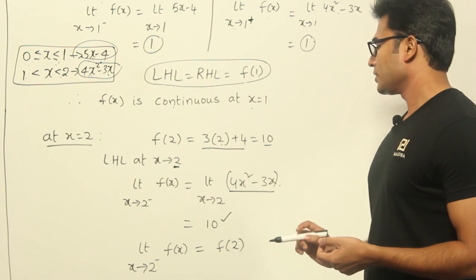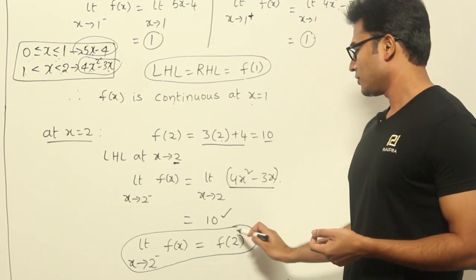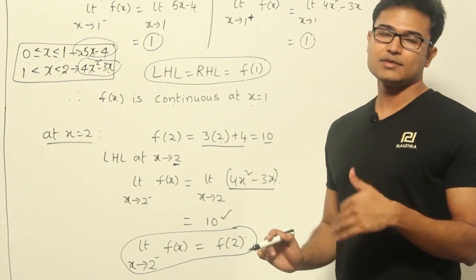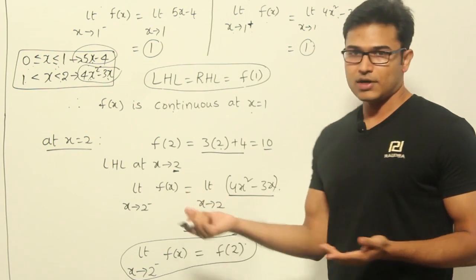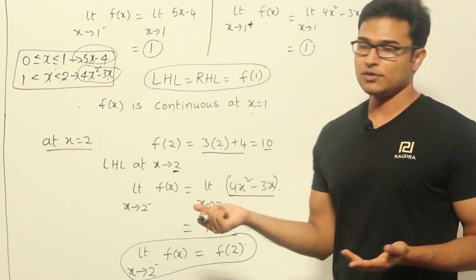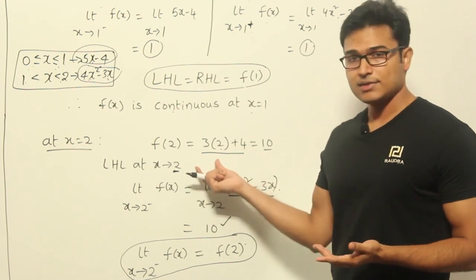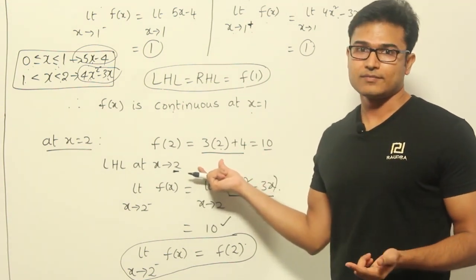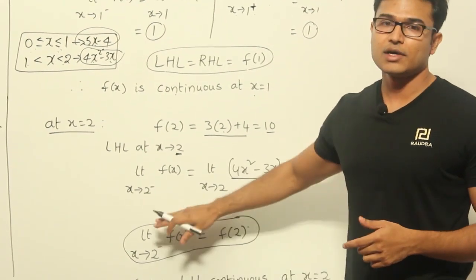So what did you get here? The left hand limit, as well as the value of the function at 2, both are equal, so we can say that it is left continuous. So in this case, even if you try to find out the right hand limit also, you are going to get 10 only. So at 2 it is actually continuous. Anyway, the question is only about the left continuity. Yes, it is definitely left continuous.